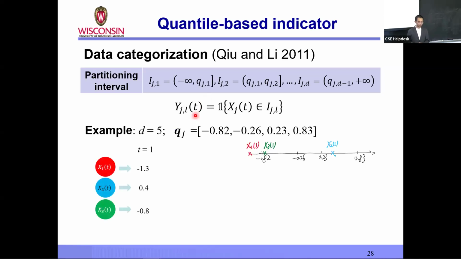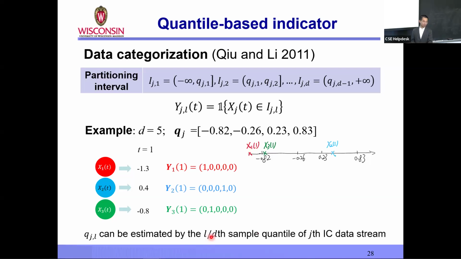Here is an example with 3 variables. We partition the real line into 5 intervals and get these boundaries. For example, at T1 we have 3 different measurements, and based on the definition we can define the indicator to show which intervals the data fall into. In practice, we can calculate the value of Q based on the sample quantiles of the in-control data stream.